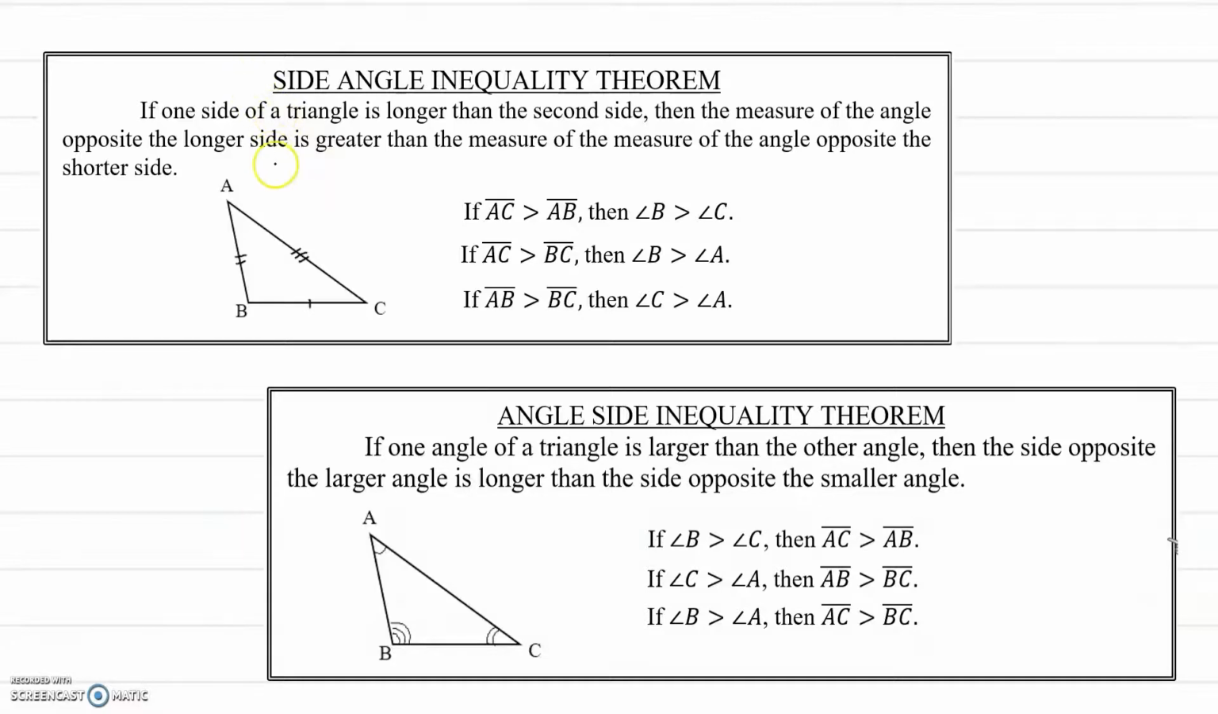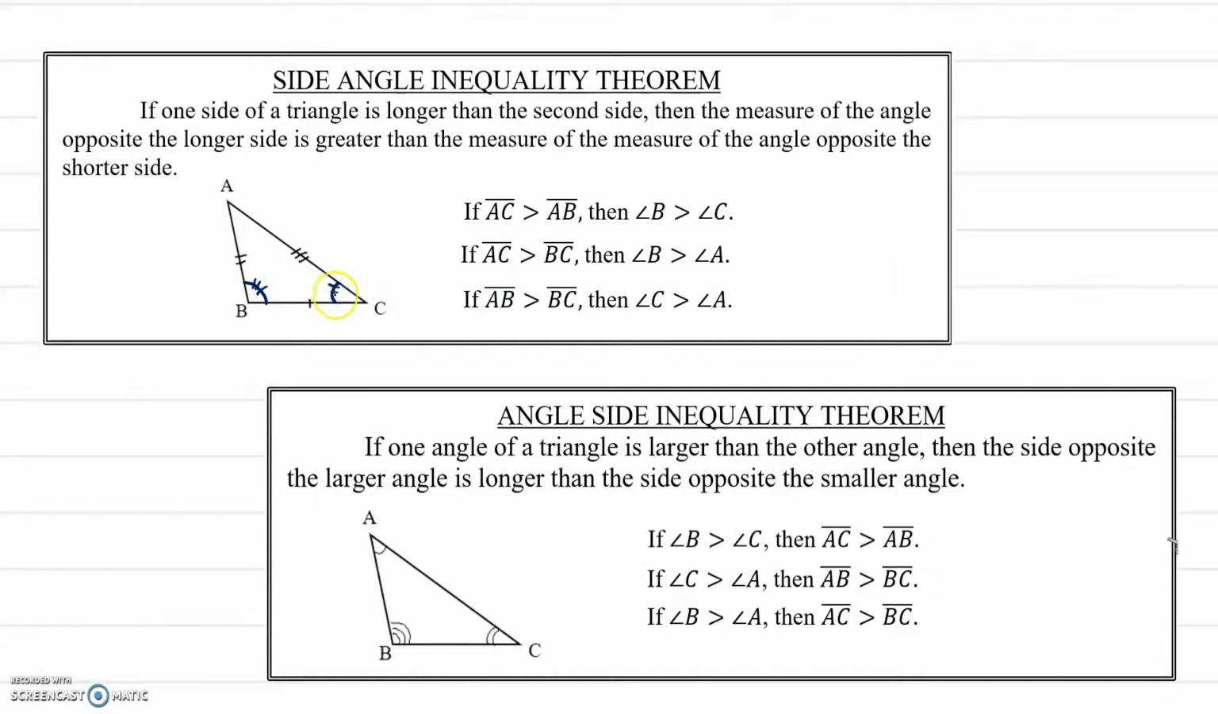Okay, so what we have here is triangle ABC, and according to the number of tick marks on our triangle, we see that side AC is longer than side AB. Meaning to say, the angle that is opposite to side AC, which is angle B, is greater than the measure of the angle opposite to the shorter side, which is angle C.